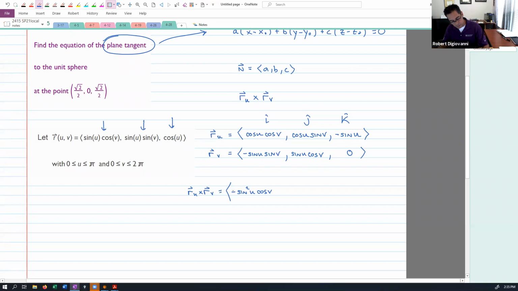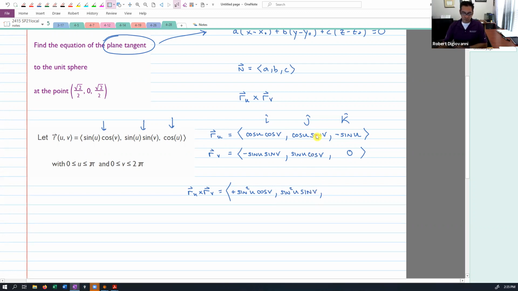Sorry, plus. Right, it's plus because I'm subtracting this, but it's negative. I apologize. All right, now we cover up the middle one, and we do this times this, which is 0, minus this times this, which would be a negative, but then we have to change the sign, so it would be positive. Sine squared u sine v.